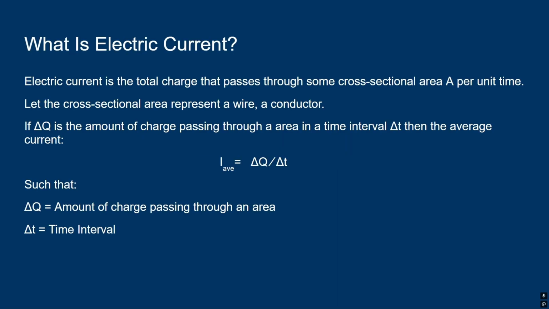What is electric current? Electric current is the total charge that passes through some cross-sectional area A per unit time. So let the cross-sectional area represent a wire, a conductor. If delta Q is the amount of charge passing through an area in a time interval delta T, then the average current will be as follows. Delta Q over delta T, such that delta Q is the amount of charge passing through an area and delta T is the time interval. And remember, I stands for current.